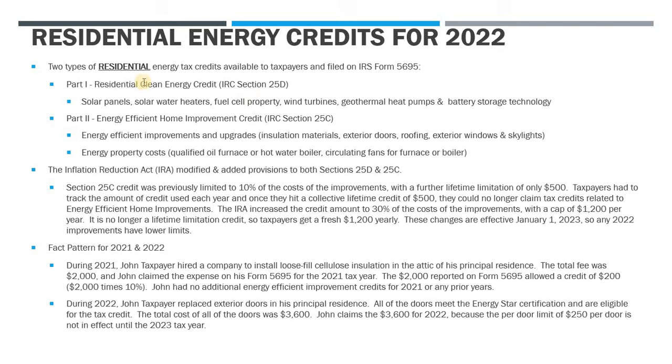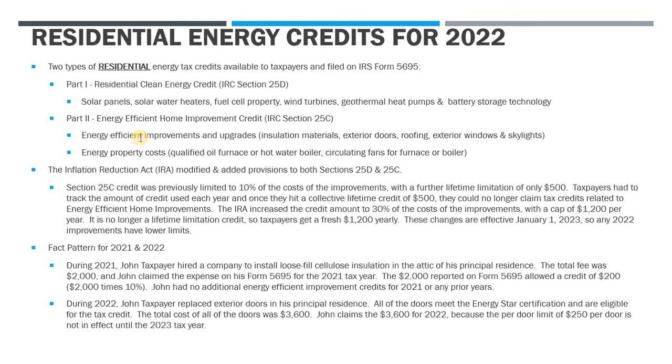So what are some of the basics here? Again, when we talk about the residential energy tax credits, there's really two separate buckets. Part one is the clean energy credit. This guidance is found in Internal Revenue Code section 25D, and then part two, the one we'll focus on here, are those energy efficient home improvements, and we can find these in section 25C. So when we think of the clean energy credits, we're thinking of property that's being installed that's actually generating the energy, the clean energy. So our solar panels, fuel cell, wind turbines, those kind of items.